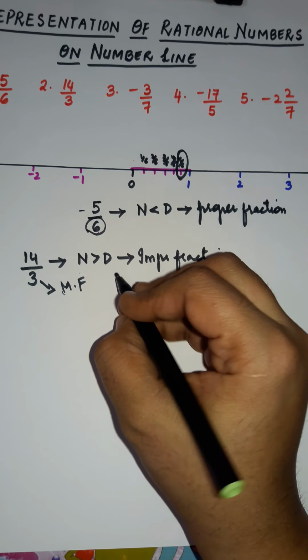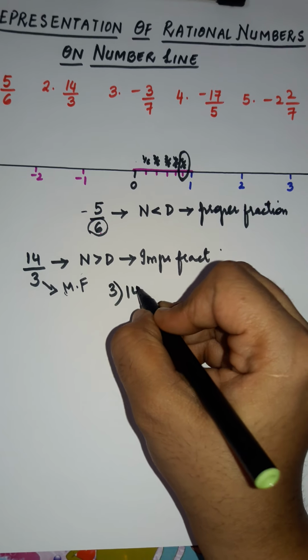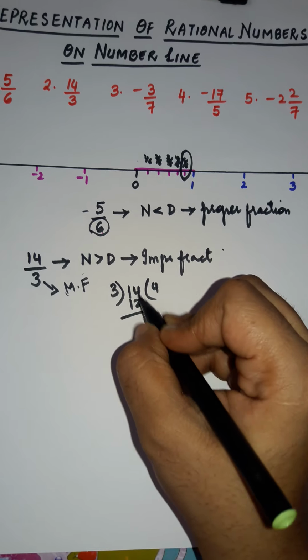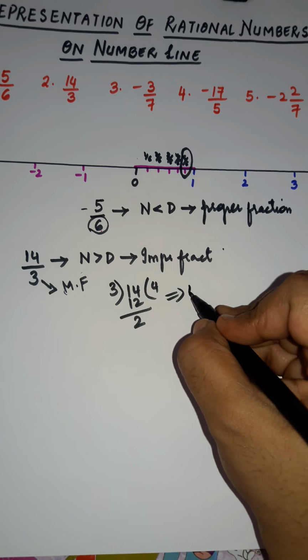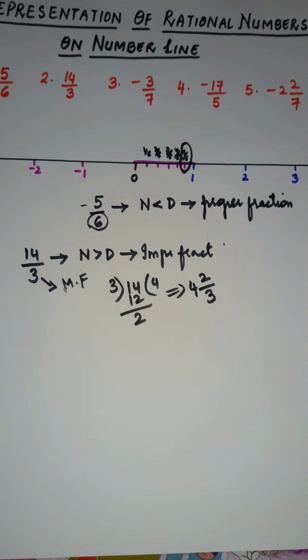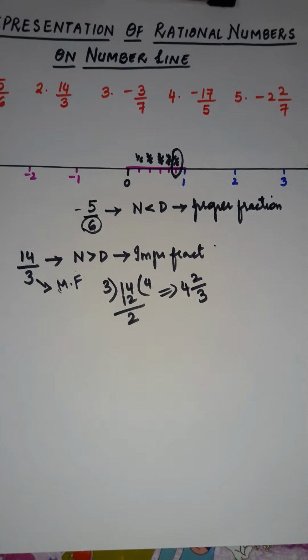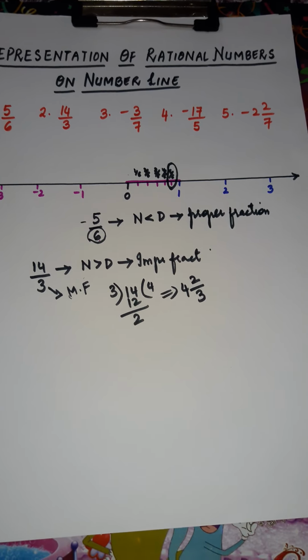a mixed fraction. Here you see, 3 fours are 12 and the remainder is 2. So what do you get? 4 2 by 3. Fine. So 4 2 by 3 is what you got as a mixed fraction.